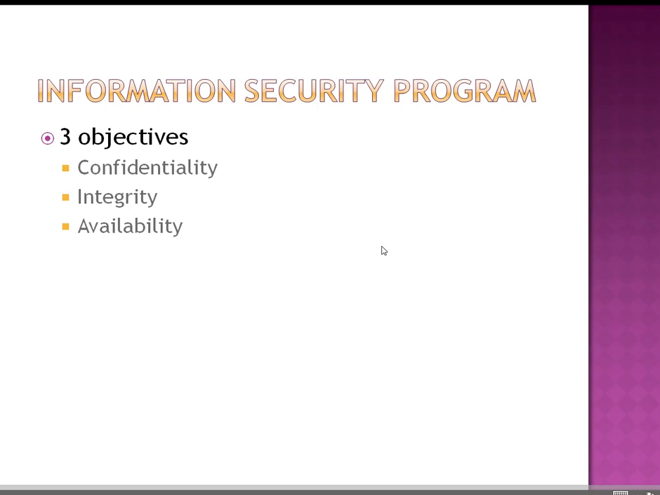Integrity means they are the only authorized user who should be able to modify the data when needed. And availability means data should be available to the user when needed. Okay, so what happens in confidentiality is that the information is not disclosed to unauthorized individuals.